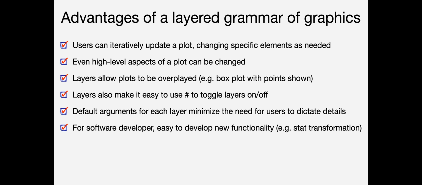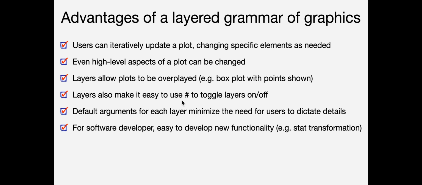So what advantage does this idea of a layered grammar of graphics offer us? Well, you can iteratively update a plot, changing specific elements as needed. Each line is a layer. Even high-level aspects of a plot can be changed, like changing from a point graph to a geom hex to other kinds of graph types. Layers allow your plots to be overlaid, not overplayed, probably overplayed too. So you could have a box plot with your points shown.